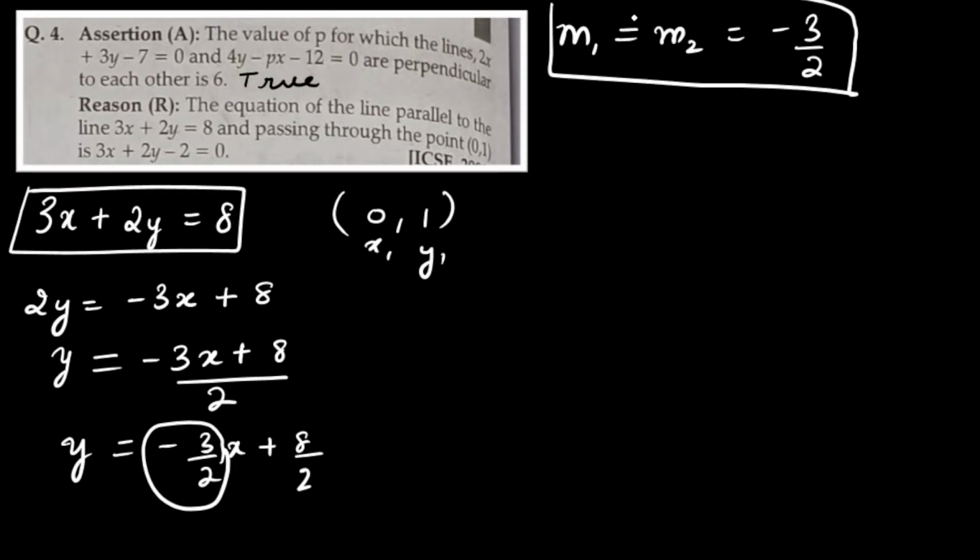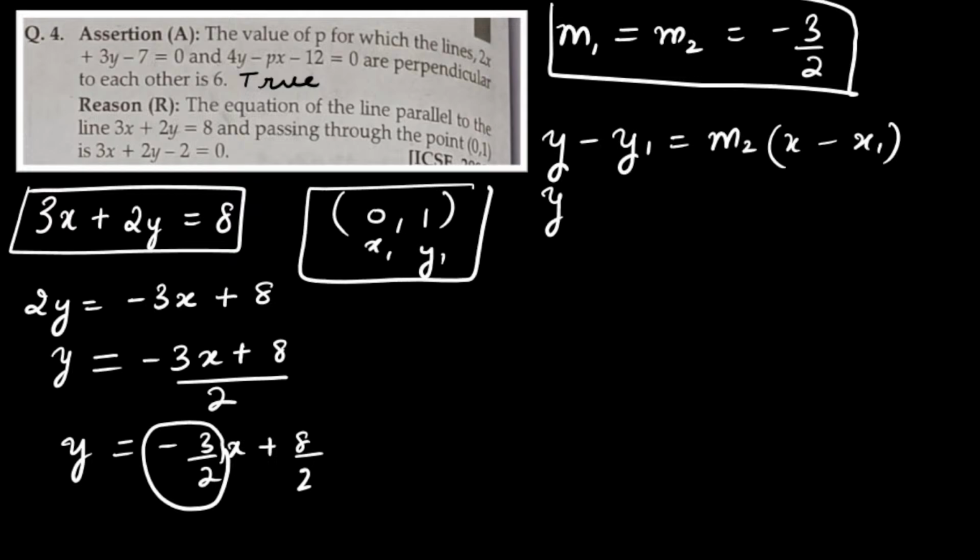So minus 3 by 2 only we will get. So let us find the equation of that particular line. Point form we can use: y minus y1 is equals to m2, I'll write here because we are finding the equation of that line, into x minus x1. So y1 is 1. Here coordinates are given to us.